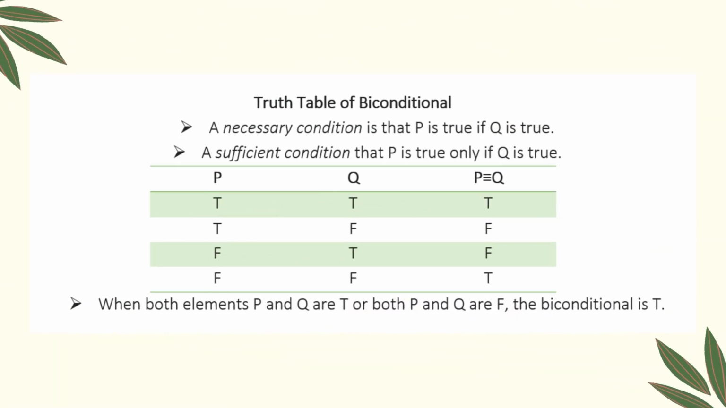Finally, the truth table of biconditional. A necessary condition is that P is true if Q is true. A sufficient condition is that P is true only if Q is true. When both elements P and Q are true or both P and Q are false, the biconditional is true.